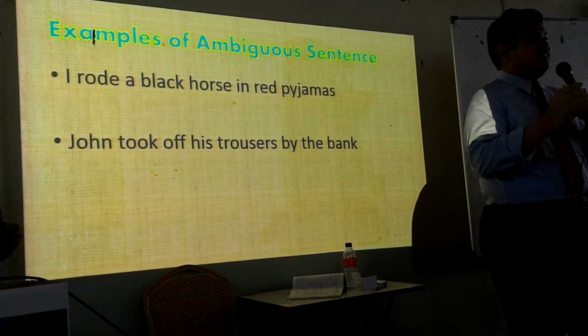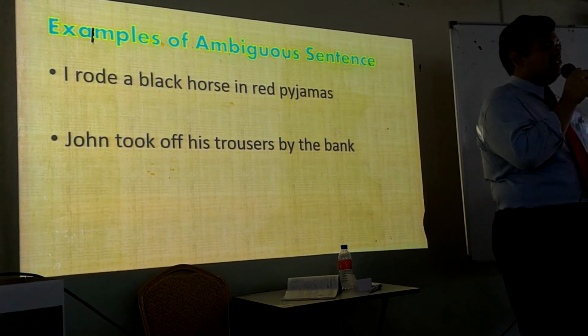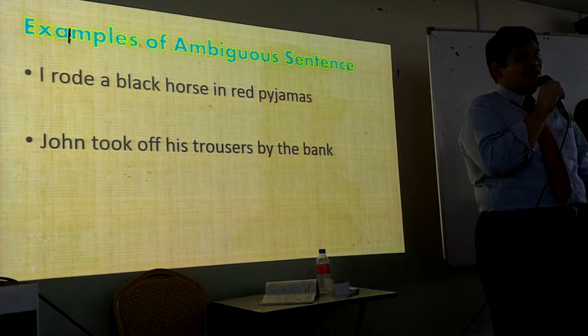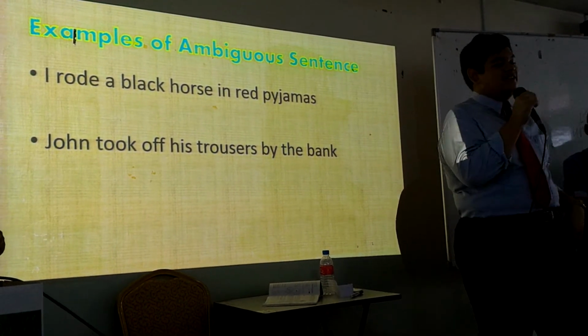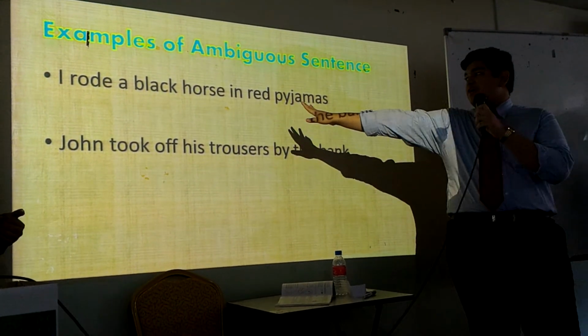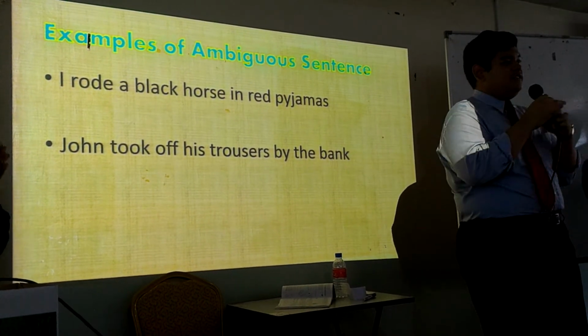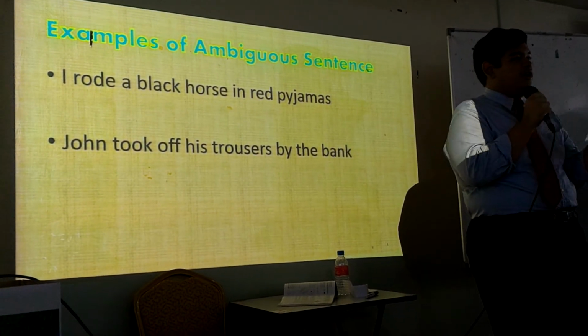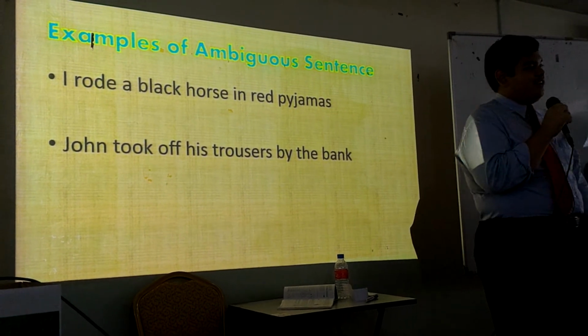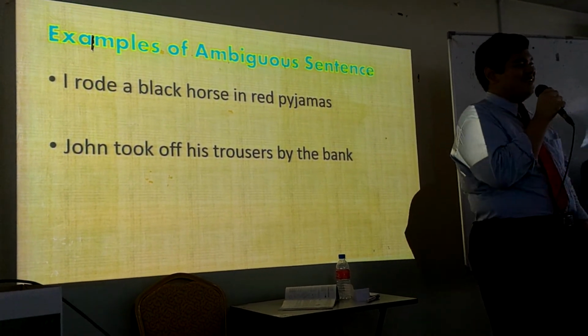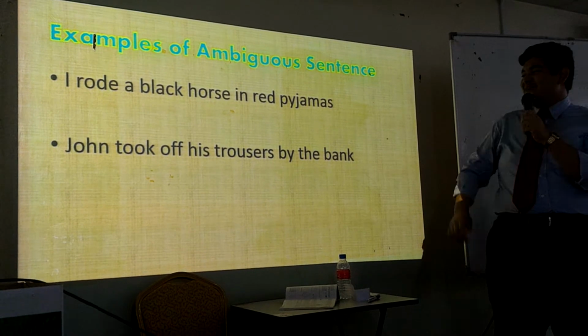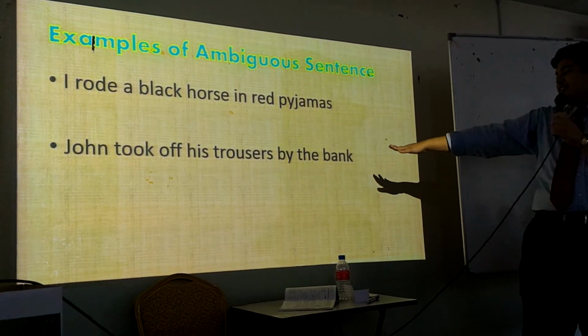So I guess that we have so many interpretations in life that we couldn't even know why, but it is what it is. So I guess I rode a black horse in red pajamas. Logically, the most relevant one is the guy wearing the red pajamas, right? Not the horse wearing the red pajamas. Okay, and then the second one, John took off his trousers by the bank.